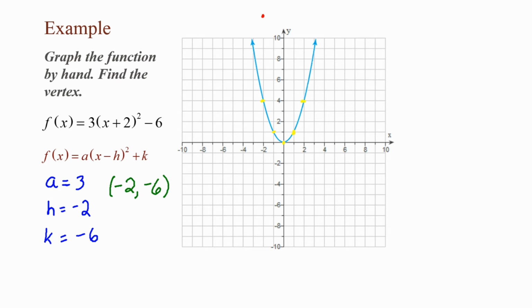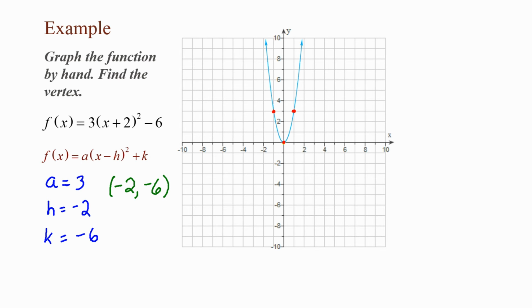Normally, when x is negative 1, y is 1, but 1 times 3 is 3. When x is 0, y is 0. 0 times 3 is 0. When x is 1, y is 1, but 1 times 3 is 3. And when x is 2, y is normally 4, but 4 times 3 is 12. Again, this is off my graph, so I'm just estimating. Now I'm ready to draw my new parabola.